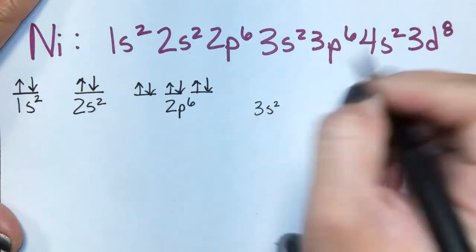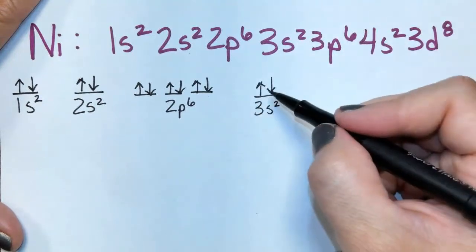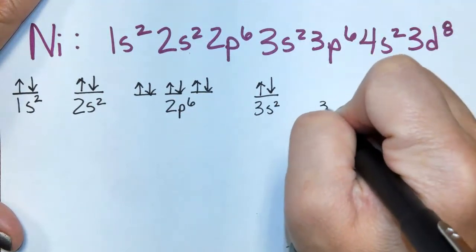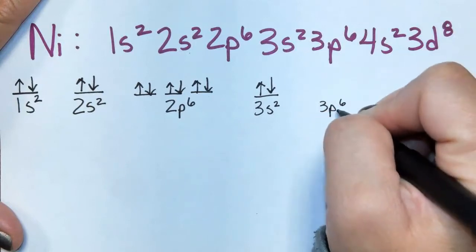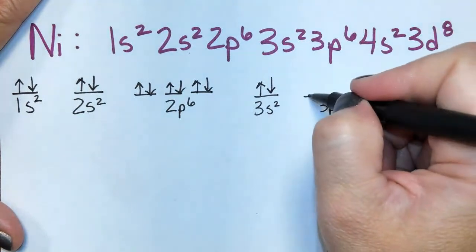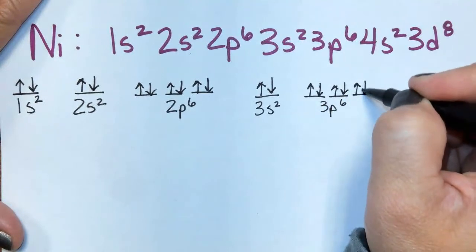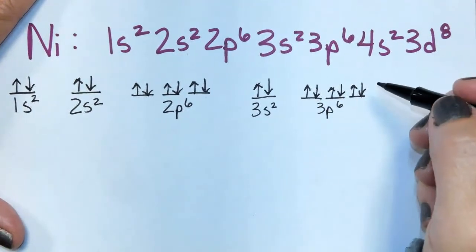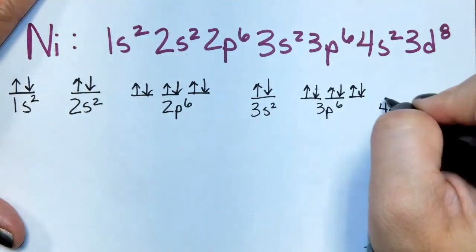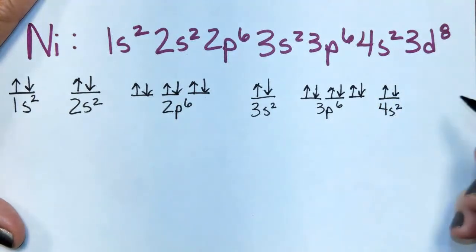Now 3s2. S can only have 1 orbital and 2 electrons maximum, up and down. Next is 3p6. P sublevels have 1, 2, 3 orbitals. Electrons enter single, single, single before we get pair, pair, pair. And there are 6 electrons in that sublevel. Next is 4s2. S sublevels have 1 orbital and then 2 electrons max, up arrow, down arrow.